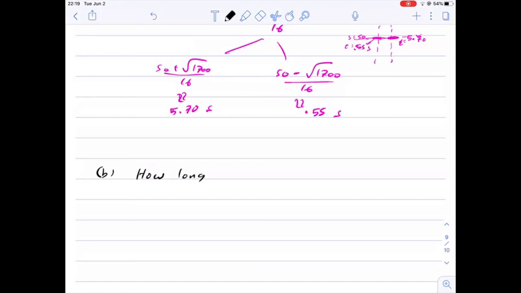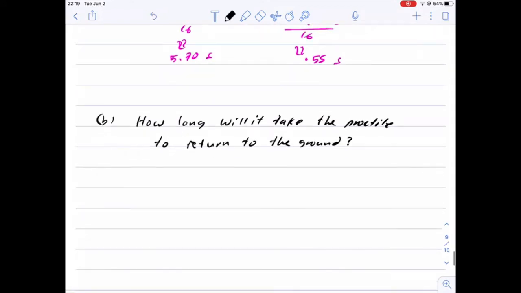Now part B, how long will it take the projectile to return to the ground? So we want to determine T, how long it takes to return to the ground. So that means we're asked to find T as well. To return to the ground, what does that mean? That means the length or the distance is 0. S equals 0. So we solve this equation.